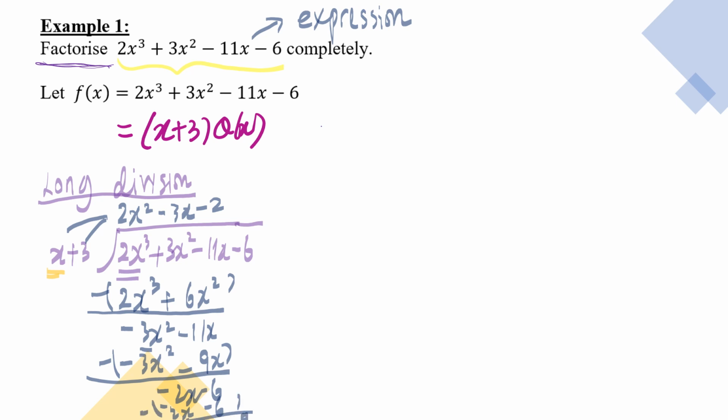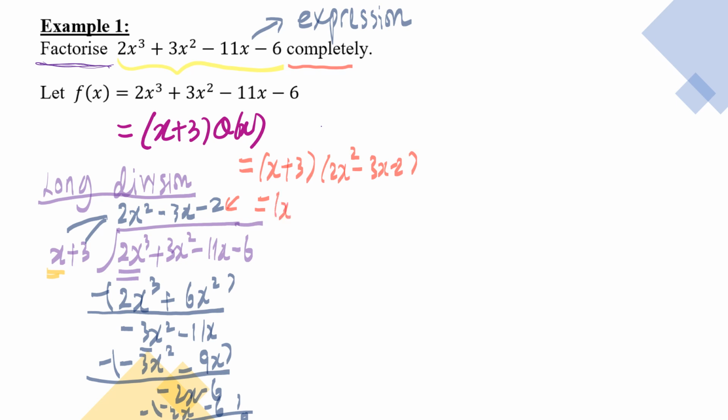You must get remainder 0. If you do not get remainder 0, it means you have made some mistakes along the way. So hence we can write this as x plus 3 times our quotient, which is 2x squared minus 3x minus 2. Now the keyword is to factorize it completely. So as much as possible, you have to try to break it down into linear factors.